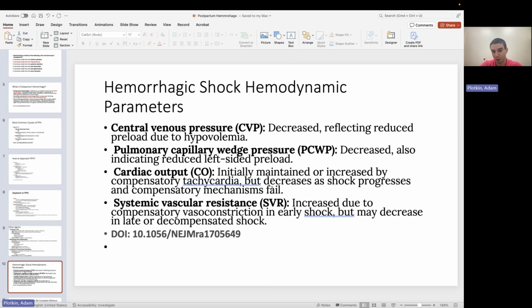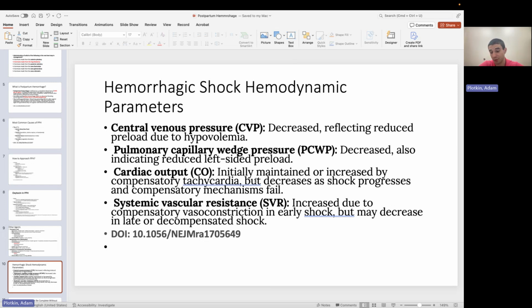But as the shock progresses, it'll decrease. So remembering, cardiac output is heart rate times stroke volume. In these patients, stroke volume's way low because we have a lack of blood. So the heart rate's going to compensate, right? You'll see their blood pressure's like 80/40, but their heart rate's like 150, to try to compensate to keep that cardiac output up.